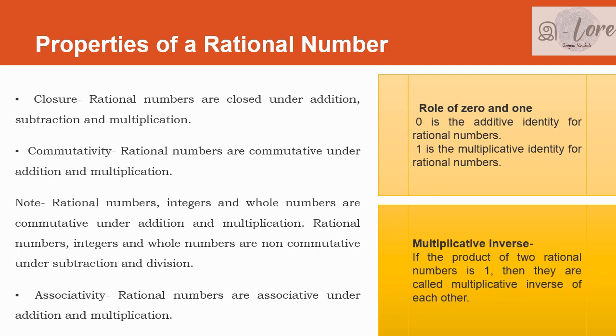0 is the additive identity for rational numbers, and 1 is the multiplicative identity for rational numbers. And when you come to the part of inverse, the inverse is nothing but exchanging the numerator and denominator, like a reciprocal. If the product of two rational numbers is 1, then they are called the multiplicative inverse of each other.